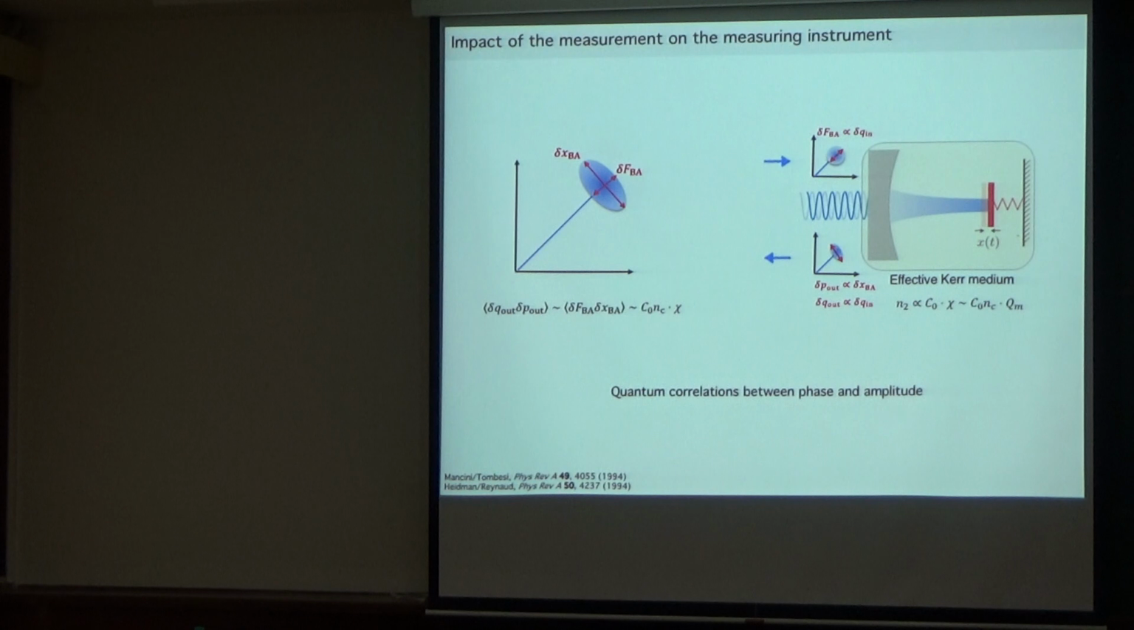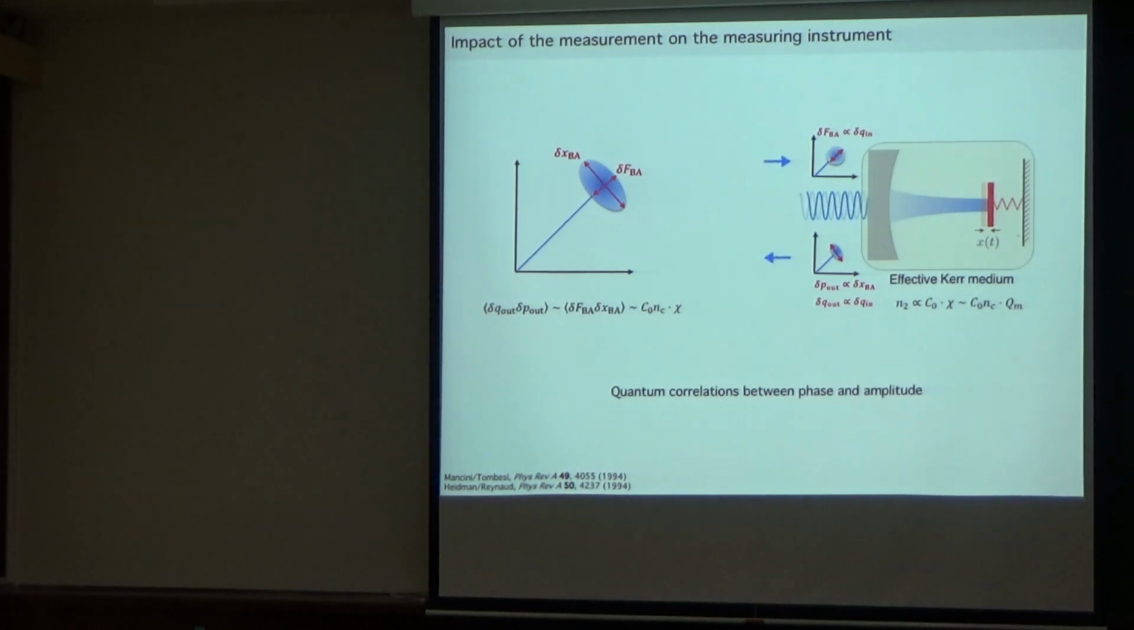So now you can go and measure these correlations. This is for an optical system, right? But you could do this for a microwave system as well. So in John Teufel's system, for example, this number is about a factor of 10 worse than ours. So you could get that.